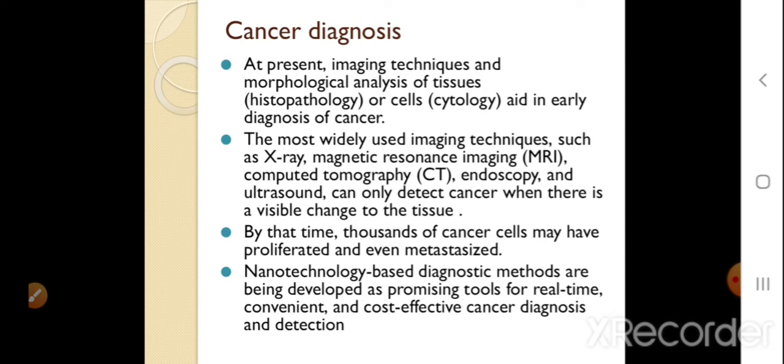So we resort to another method, nanotechnology based diagnostic methods, which are being developed as promising tools for real time, convenient, and cost effective cancer diagnosis and detection.